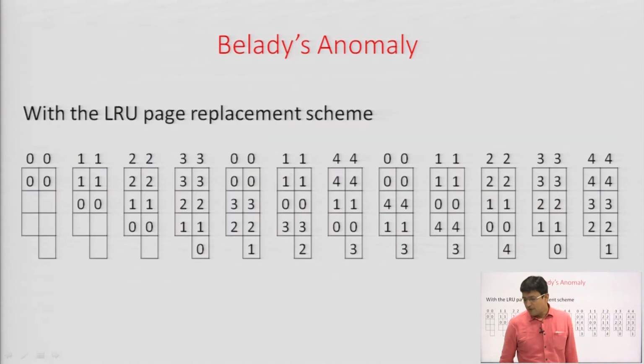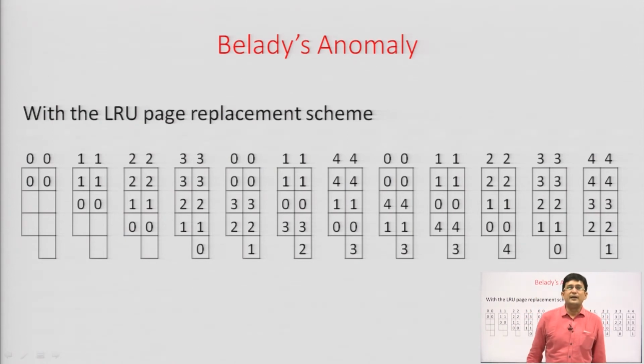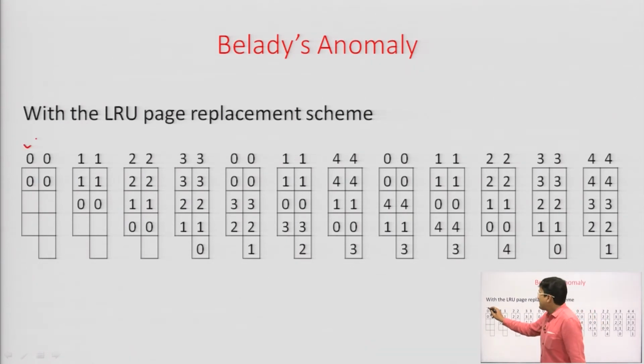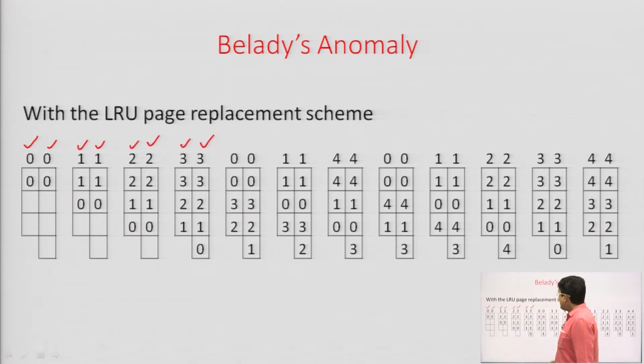Let us take another example of the Belady's Anomaly. Let us take the LRU scheme. It will happen in the LRU scheme also that the pages present in the 3 frames will be a subset of the pages present in the 4 frames. Okay. For 0 there is a page fault, for 1 there is a page fault, for 2 there is a page fault, for 3 there is a page fault, for 0 there is a page fault because 0 is not present. So we will be sending the least referenced page. 1 is the least referenced page, so we will send that and bring 0 here. Similarly 1 is not present, so we will send 2 and bring 1.